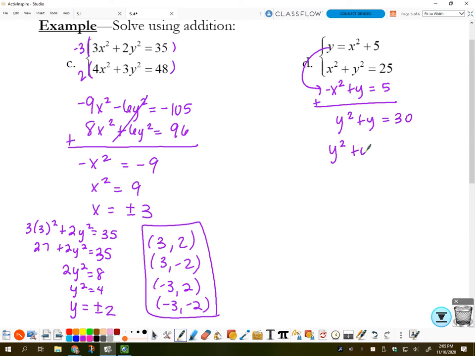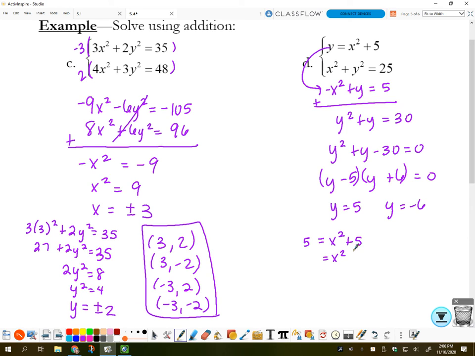It's a quadratic, so get everybody on one side equal to 0 and factor. So we need a y and a y. 6 times 5 is 30. If that's negative and that's positive, I get +1 when I add. So I have solutions of 5 and -6. Alright, so if I plug the 5 in, I'm plugging it into the top one: 5 is equal to x squared plus 5. So x squared is equal to 0. So x is 0.